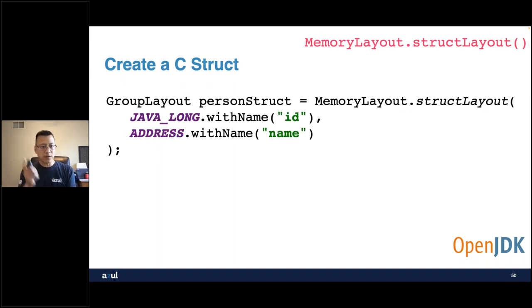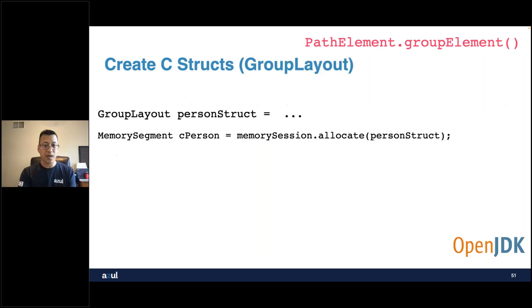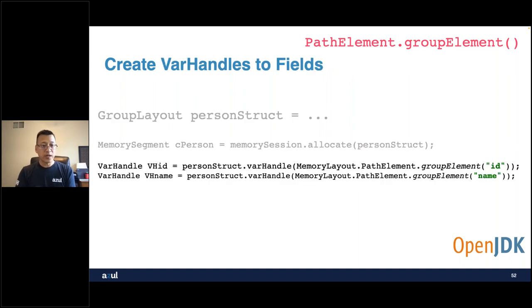So again, using a group layout, using the struct layout, will describe the layout that you're looking for. You have value layouts, Java underscore long. And if it's a pointer, it's using the address value layout. And with name, you specify the attribute's name in there. So again, you create it, you use memory session allocate, you pass in that group layout, boom, you get that thing in memory. It's in the native world. And so you have to create var handles to interrogate it.